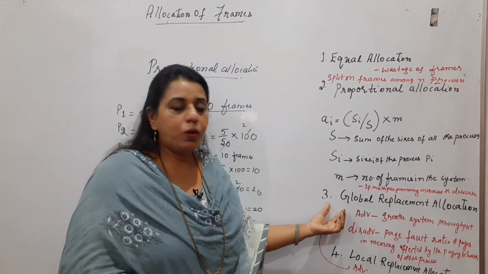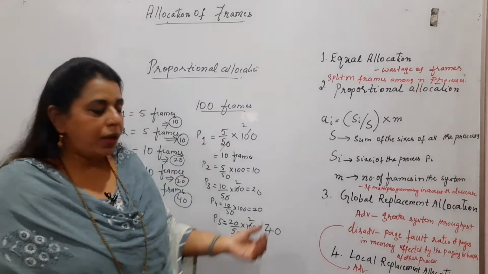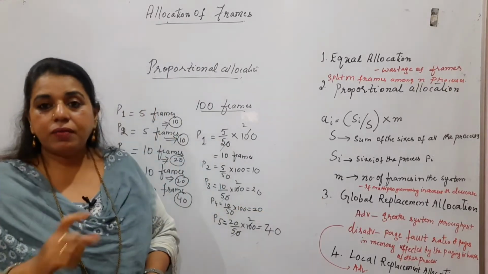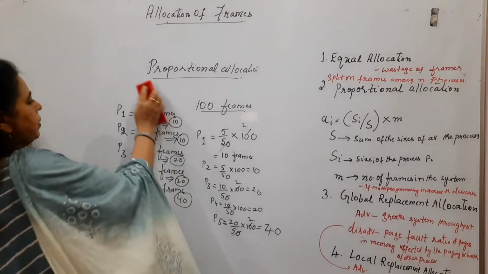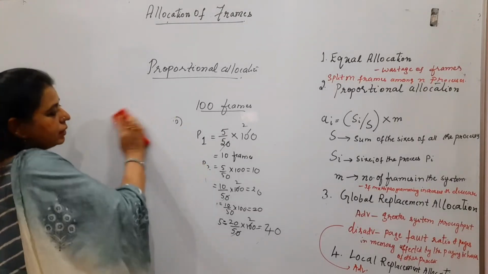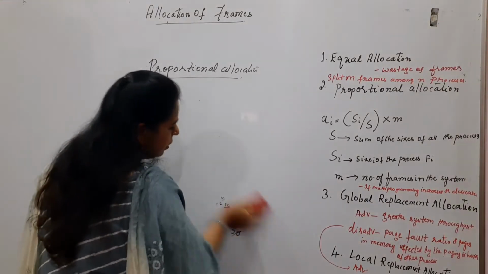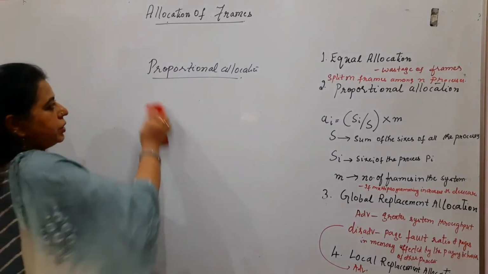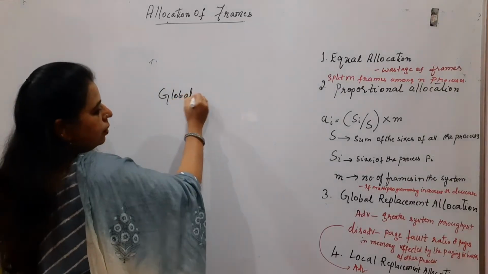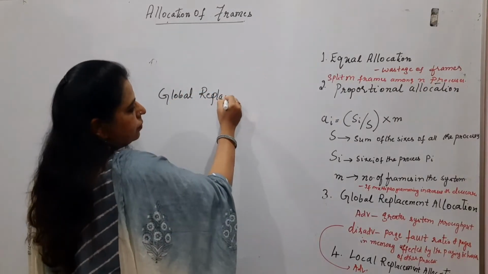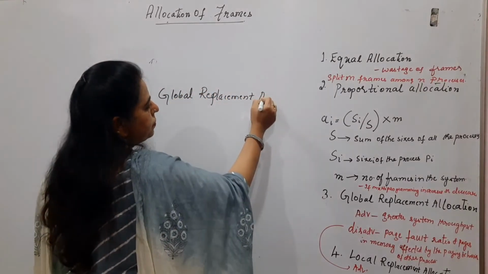We have now the global replacement allocation. In global replacement allocation, first the word you see is replacement. These page replacement algorithms you have learned. But what does global replacement mean here? It is completely related to frame allocation only. So, global replacement allocation.